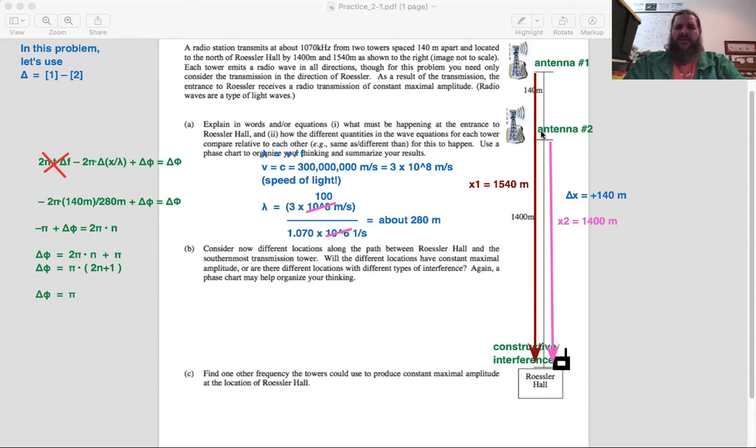So that means these two antennas are out of sync with each other, and they're out of sync by exactly half a cycle. One of the antennas is creating a crest while the other one creates a trough at the same time, and vice versa. So I think we now know everything we need to know about these two antennas. They're both producing the same frequency, 1070 kilohertz. They're out of phase by exactly half a cycle, so we'd say delta phase shift equals 1 pi. Any other questions on part A?